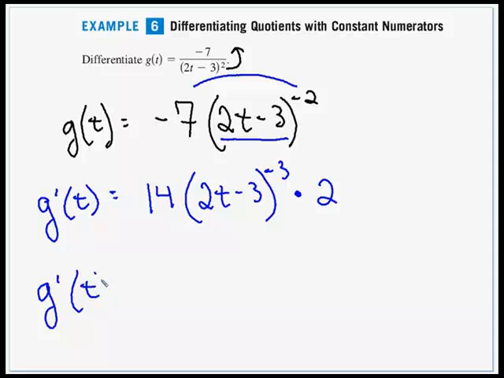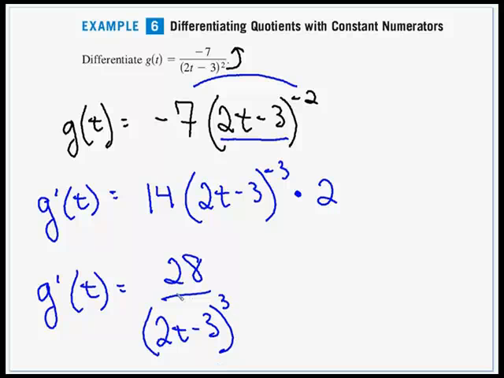And to pretty it up a little bit, 2 times that 14 is going to be 28. And since this quantity has a negative exponent, we're going to drop it down to the denominator, and we'll have our 2t minus 3 to the third power. And there we go. That constant numerator wasn't a big problem. Bring up the denominator, change the exponent, and just apply the chain rule.